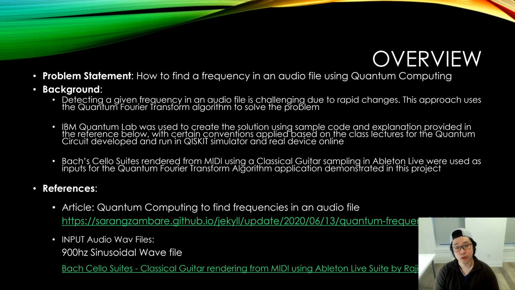Now going back to our project overview or strategy, our project demonstrates the QFT algorithm with the input audio file and the quantum circuit, providing the outputs of qubit state, probability histogram, and the frequency distribution plot. We found an article on quantum computing to find frequency in an audio file. In the article, the QFT algorithm was using the input of a 9 Hz waveform. Later, we changed the input to our own waveform, which is the classical guitar sampling.